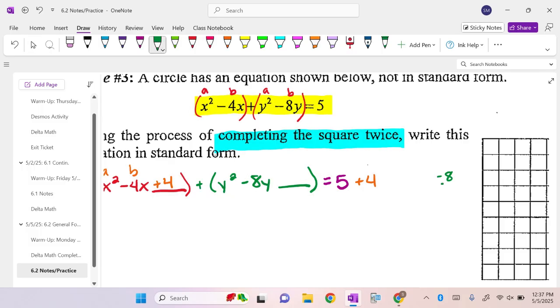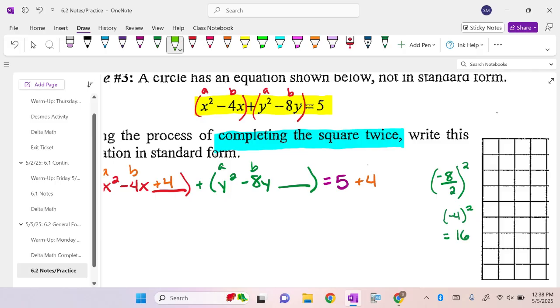We do -8 divided by what? 2, and it's all what? Squared. So this is A, this is B. My B value is here, so I'm going to do B divided by 2, all squared, not positive B. So what's -8 divided by 2? -4, all squared. What's that equal to?